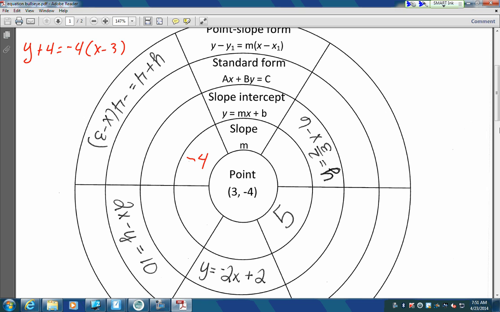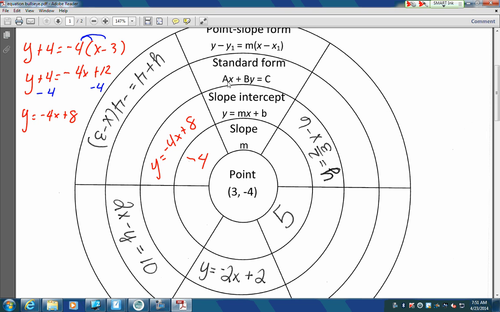All right, so the first thing I'm going to do is the distributive property. So I get y plus 4 equals negative 4 times x, negative 4x, negative 4 times negative 3 is positive 12. Now move the 4 to the left. So I'm going to subtract 4 from each side. Y equals negative 4x plus 8. That's slope-intercept. So I'm going to put that here. Y equals negative 4x plus 8.